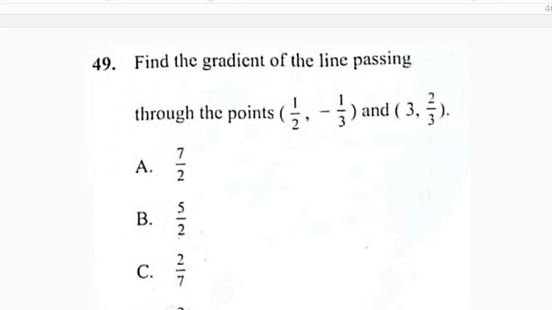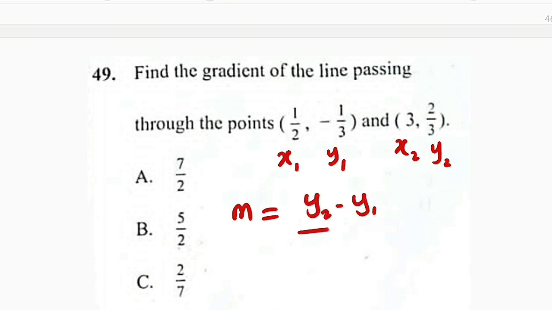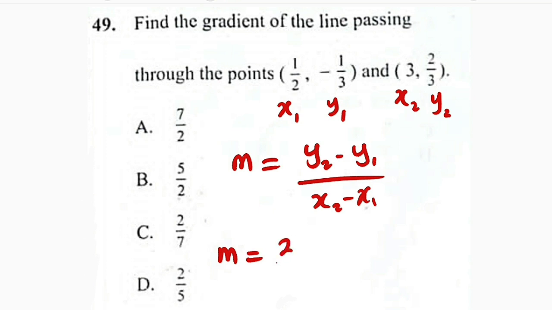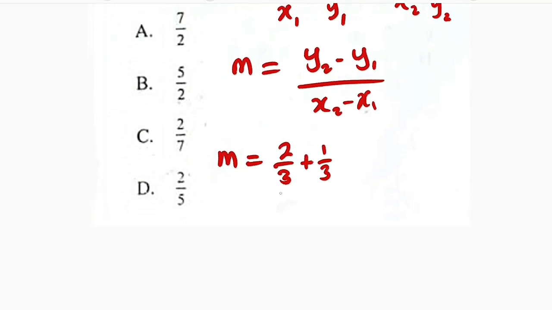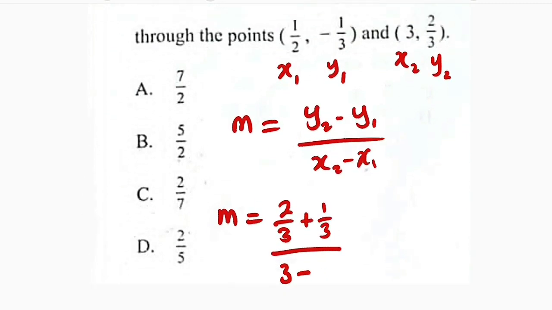Question number 49, we are asked to find the gradient of the line passing through these 2 points. Let us declare this with x1. This should be y1, x2, y2. The gradient m is equal to y2 minus y1 divided by x2 minus x1. Let's simplify. M equal to y2 is 2 divided by 30, minus y1, which is negative 1 divided by 30, which is going to transform it to positive. And the whole of this should be divided by x2, which is 30, minus x1, which is 1 divided by 2.